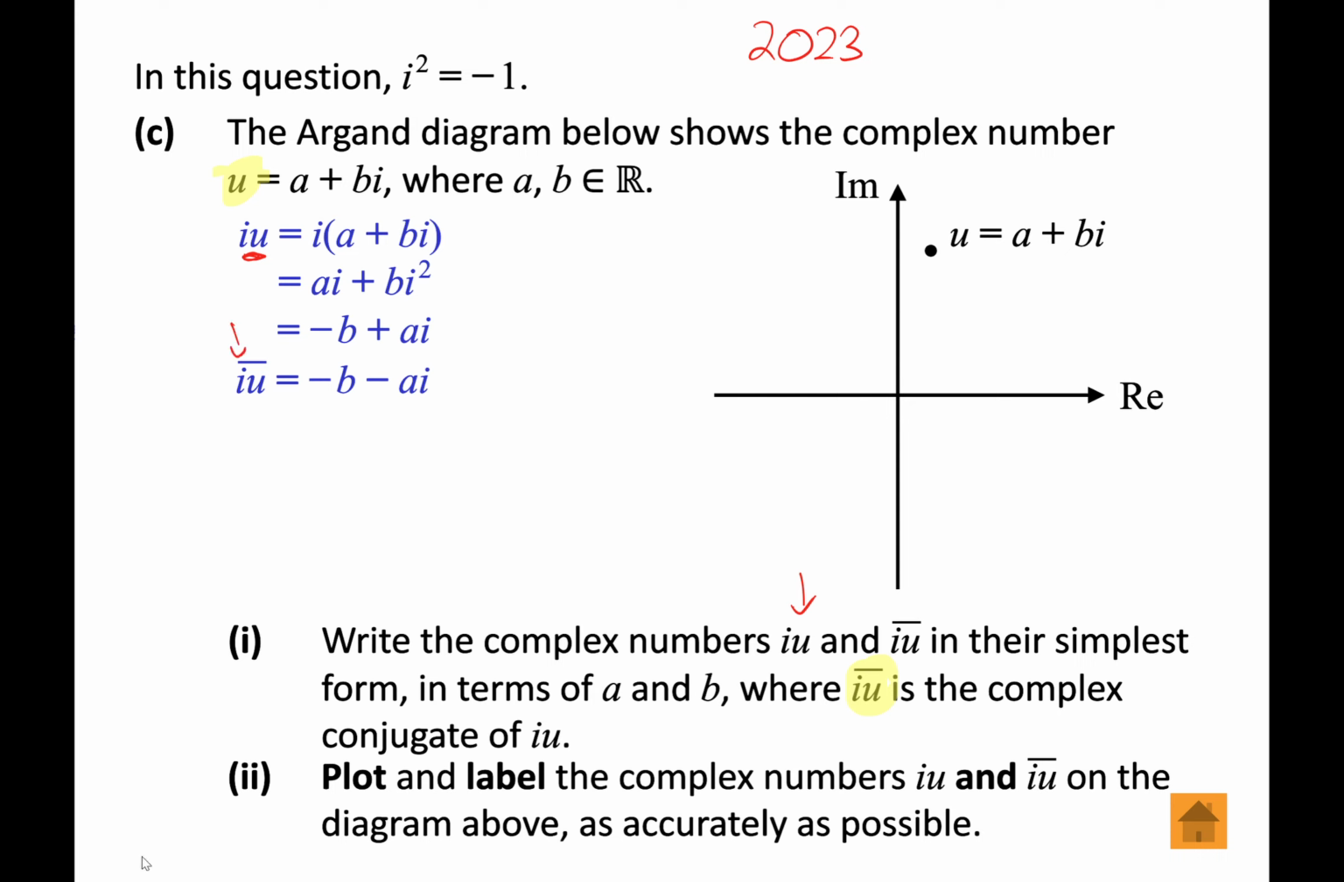So the bar means conjugate. What do you do when you're going from a complex number to its conjugate? You just change the sign in between the real part and the imaginary part. So in this case, iu was minus b plus ai, so iu conjugate is minus b minus ai. Okay, so in this case we were a units to the right on the real axis and b units up on the imaginary axis.